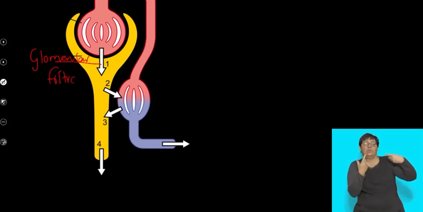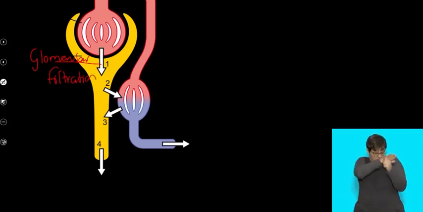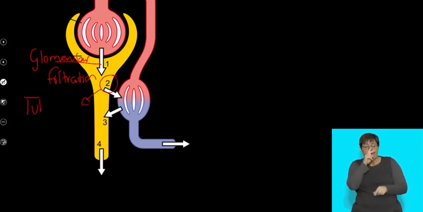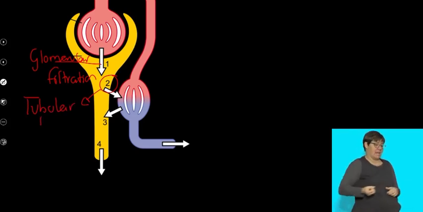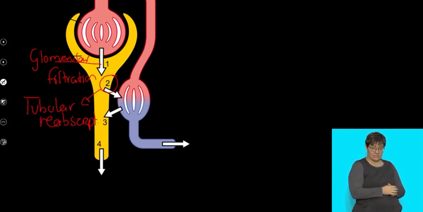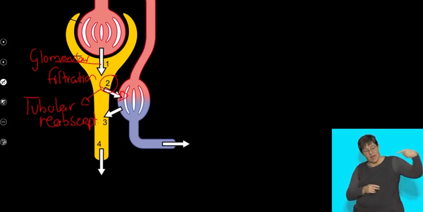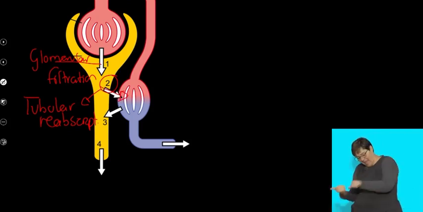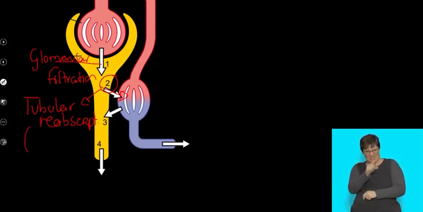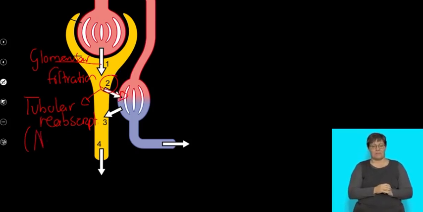What did I do? I filtered the blood. I filtered the glomerulus. Number 2, what did I have? Tubular reabsorption. I'm not going to write that. I'm just going to write out as far as that. And look at the arrow. What did tubular reabsorption entail? It entailed everything that I still needed. Okay, needed. It was reabsorbed back into the blood because I still needed it.